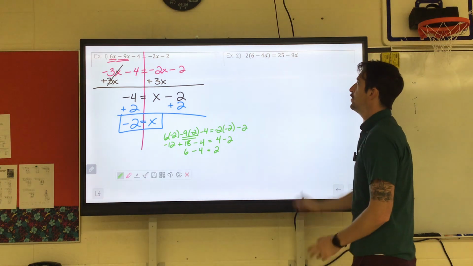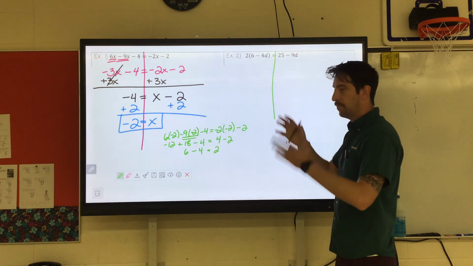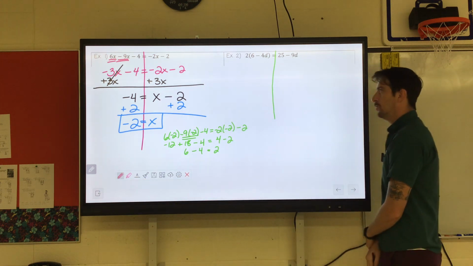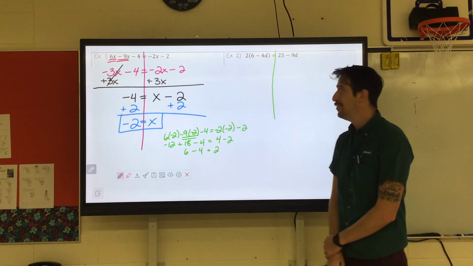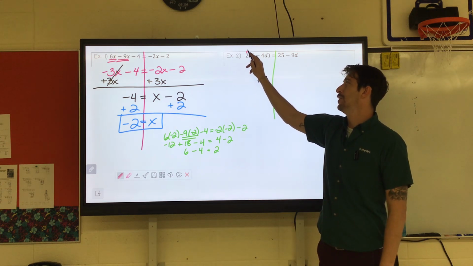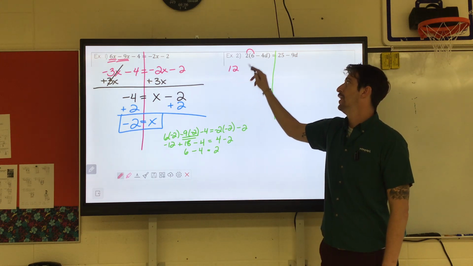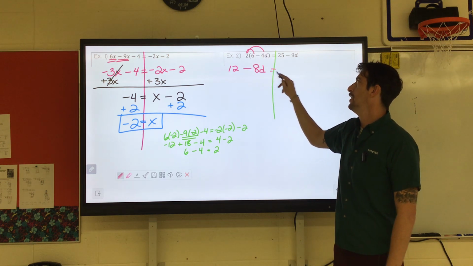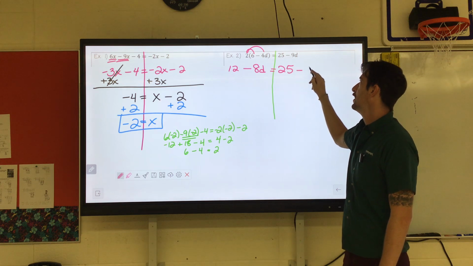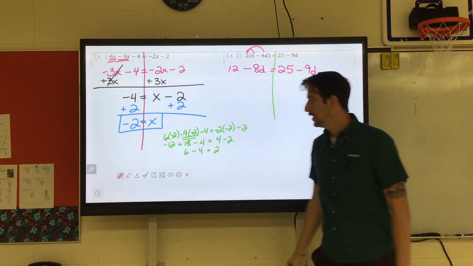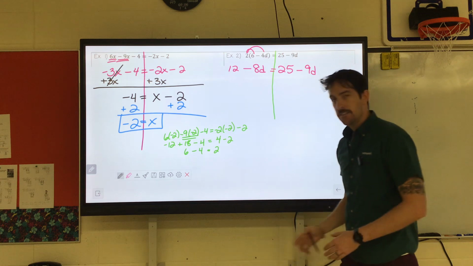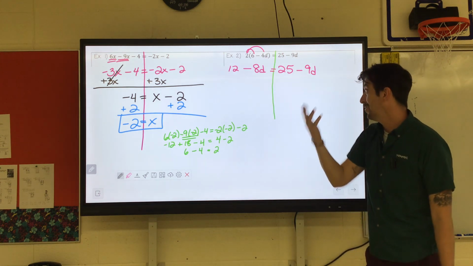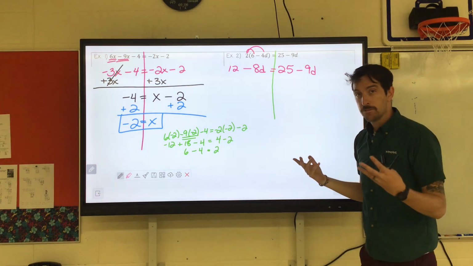Let's look at example 2. I'll go ahead and throw the line down the middle. Again, that is an optional step if you'd like. Is there something to distribute? Yeah, dude. We got to distribute this too. 2 times 6 is 12. And 2 times negative 4d is negative 8d equals 25 minus 9d. Is there anything on the left side to combine? No. Can you combine anything on the right side? No. So now let's get the variables on the same side.